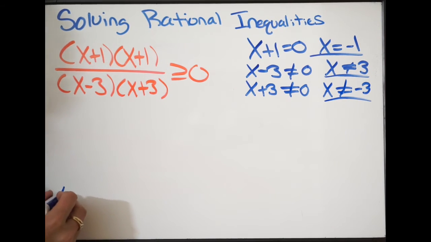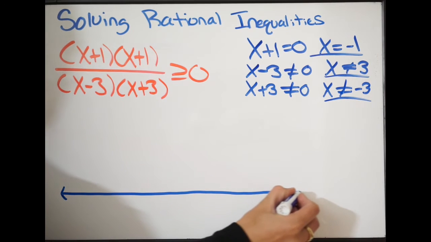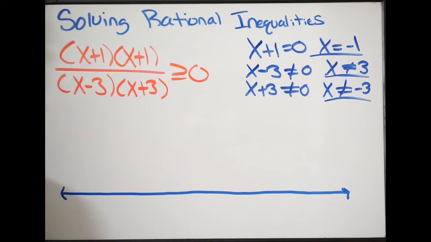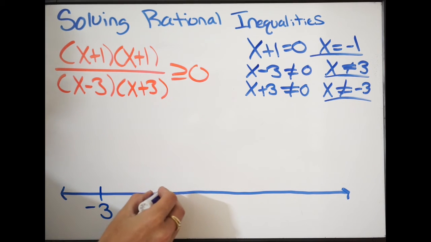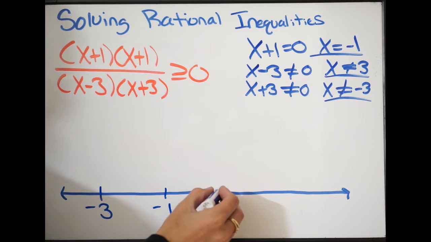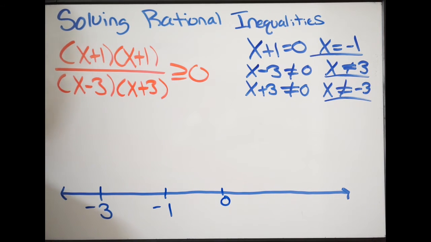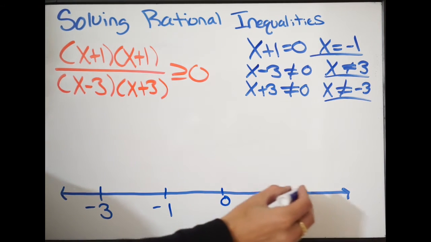So, just putting it on the number line. Here we go. And again, you want to go from least to greatest with your points of interest. I'm going to start at negative 3. So negative 3, and then we have negative 1. And then we'll just call this here 0, and then we have 3. So let's call this 3.